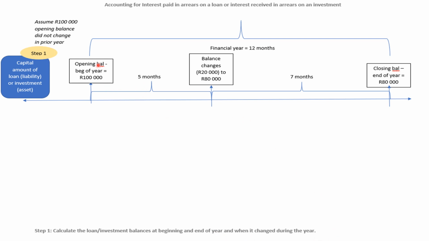changed during the year. So we're saying that we had a loan balance or an investment balance of 100,000, and 5 months into the year, it went down by 20,000. So that means from this point onwards, for the next 7 months of the year, the balance is 80,000. 5 plus 7 is 12. So for 5 months of the year, the balance was 100. For 7 months of the year, the balance was 80. So that's the first thing that you need to know, is how much is the capital amount. Capital amount is the amount excluding interest.